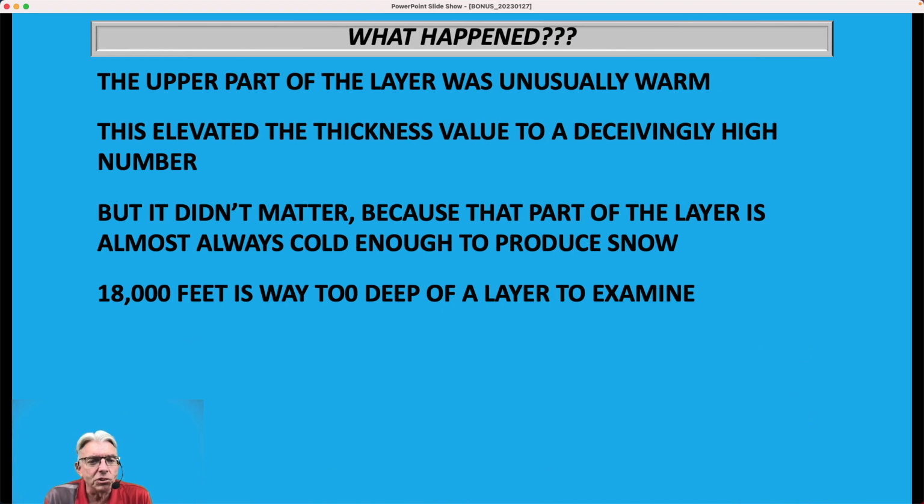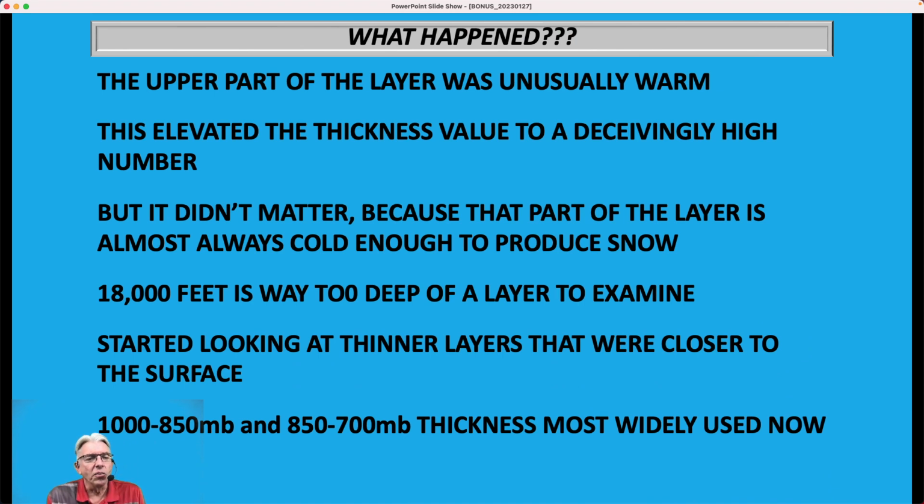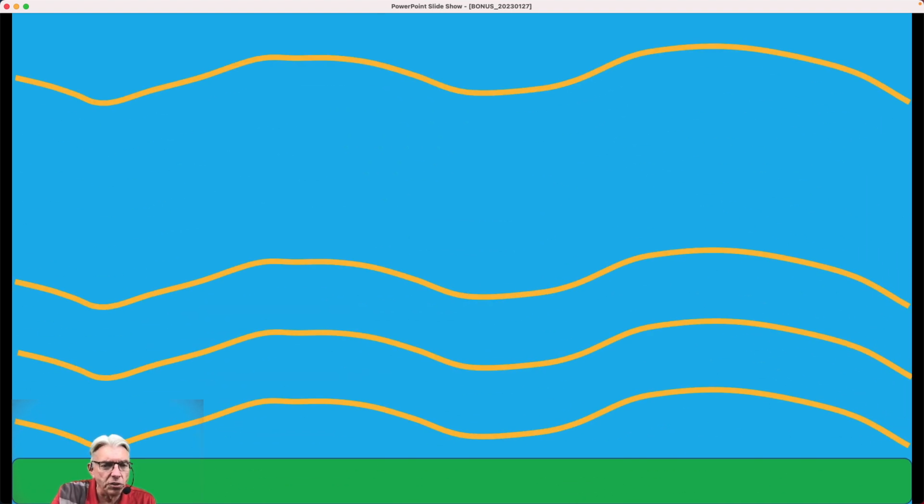So 18,000 feet is way too deep of a layer to examine when you're trying to figure out whether or not it's going to rain or snow, because a good part of that layer, almost half of it, is always cold enough to snow. So we started looking at thinner layers that were closer to the surface. And now the 1,000 to 850 millibar thickness and the 850 to 700 millibar thickness are the most widely used to get an estimate as to where these various boundaries are going to be. So let's take a look at this graphically now.